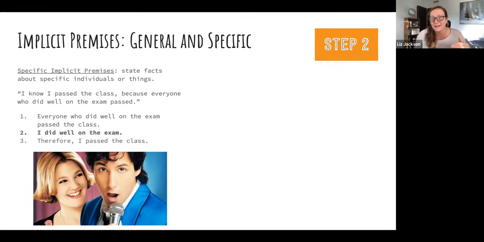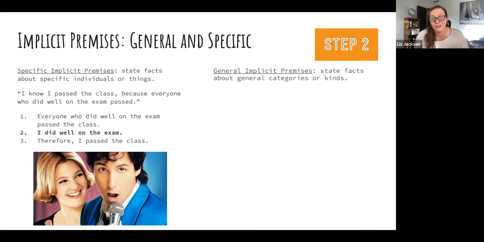So notice that this is a specific implicit premise because it's about an individual. I did well on the exam. Okay. I think these are often a little easier to fill in because the author gives us the general statement, and then based on the conclusion, we can say who or what that general statement is supposed to apply to.